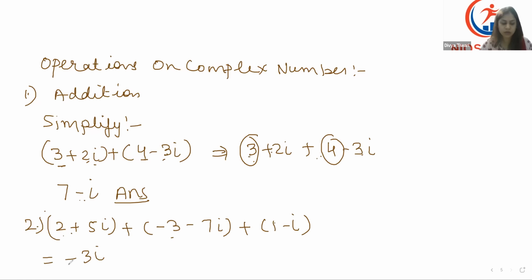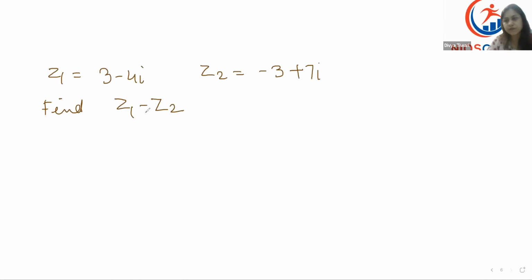Okay. Now let's take a subtraction question. If I take Z1 as 3 minus 4 iota, and Z2 is equal to minus 3 plus 7 iota, I have to find Z1 minus Z2. So can you just solve?